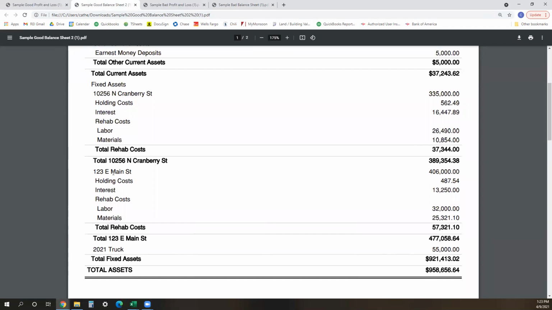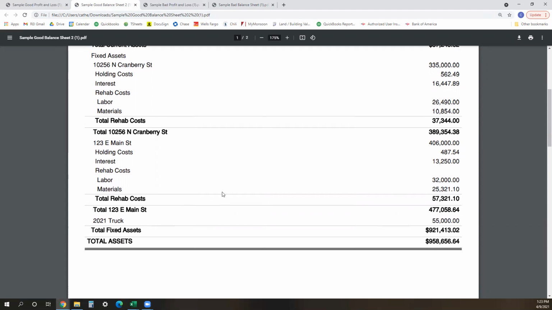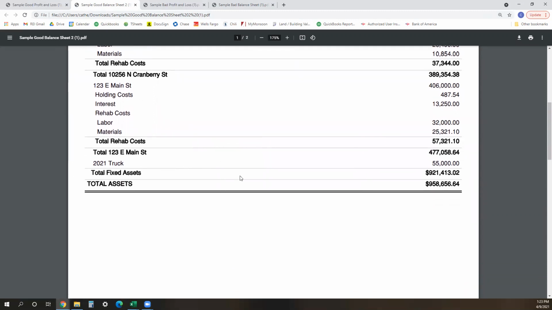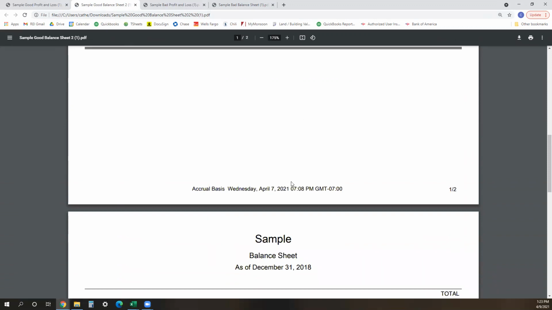Same thing shows with 123 East Main Street. The categories are split up really nicely so you can see how the property is going. As I mentioned on the other balance sheet, the vehicle wasn't entered, but it is entered here on the good balance sheet. This one, we just have a new truck purchased for $55,000 and we'll see the loan below.